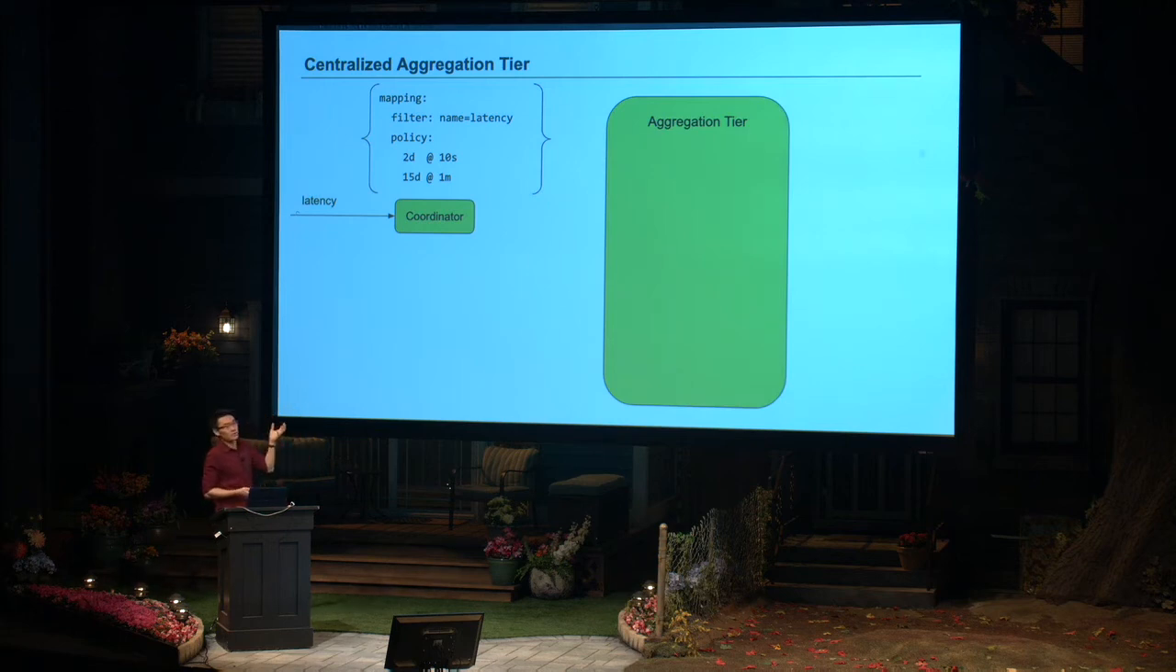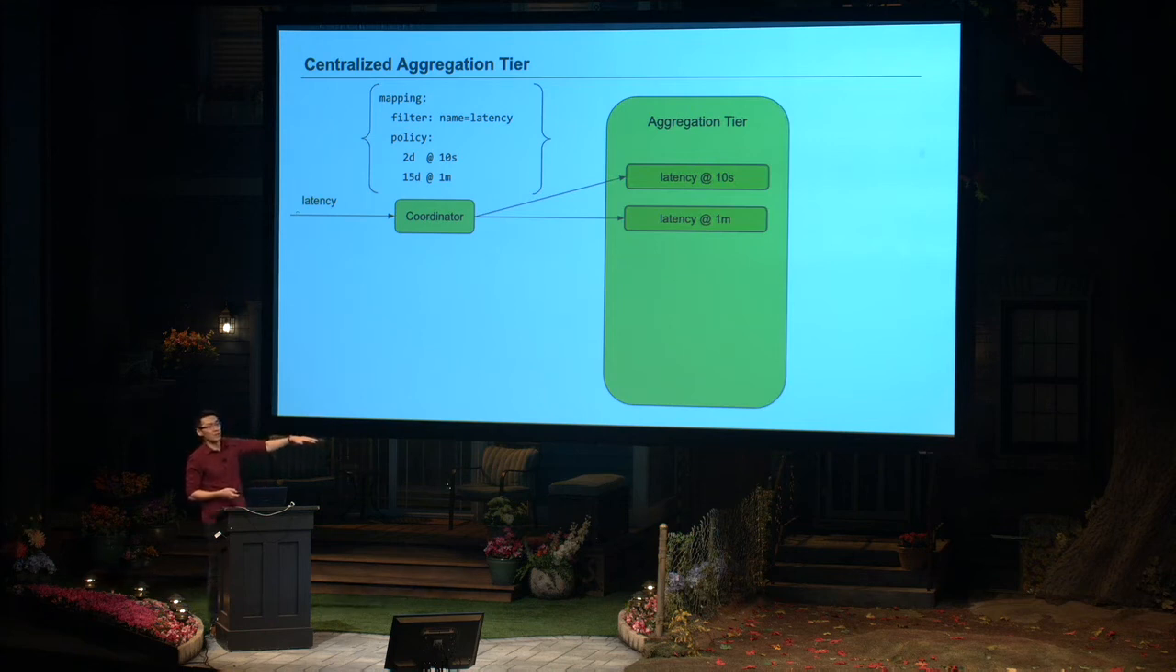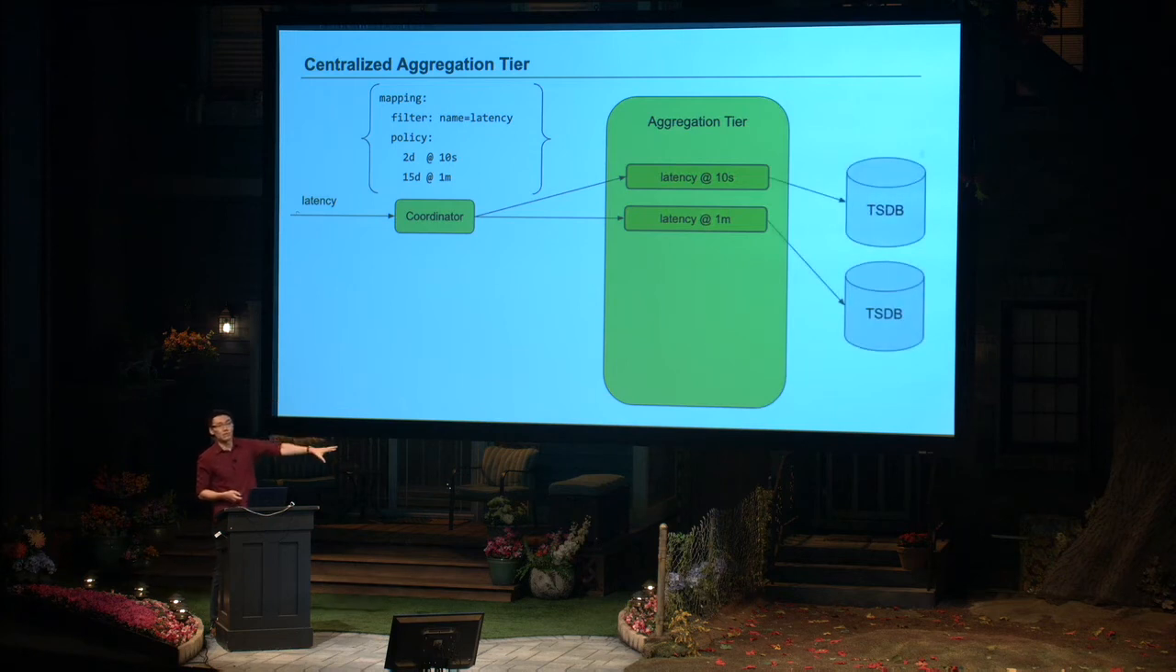For everything that matches this filter, I want it stored and downsampled, stored for 2 days at a 10-second resolution and 15 days at a 1-minute resolution. What the coordinator will do is take the incoming metric and write it to 2 separate entries in our aggregation tier. The first entry aggregates at 10-second resolution, and the second aggregates at 1-minute resolution. At the end of those respective periods, they will independently flush to the time series database. So we no longer have to read the data and write it back in.